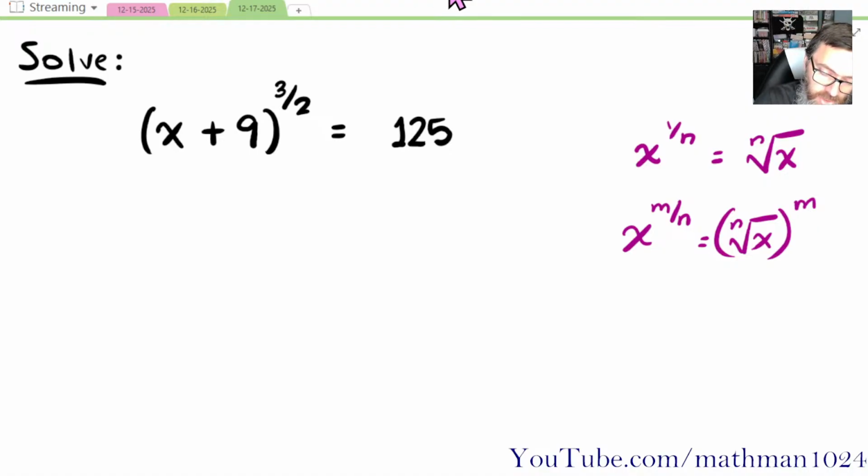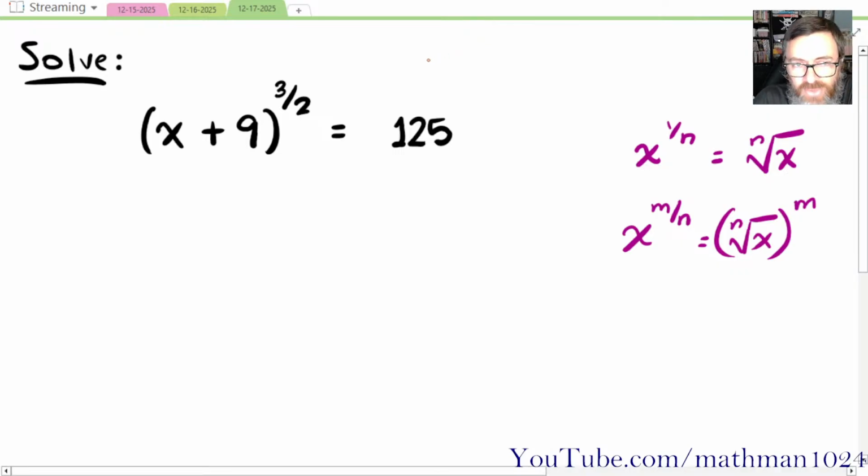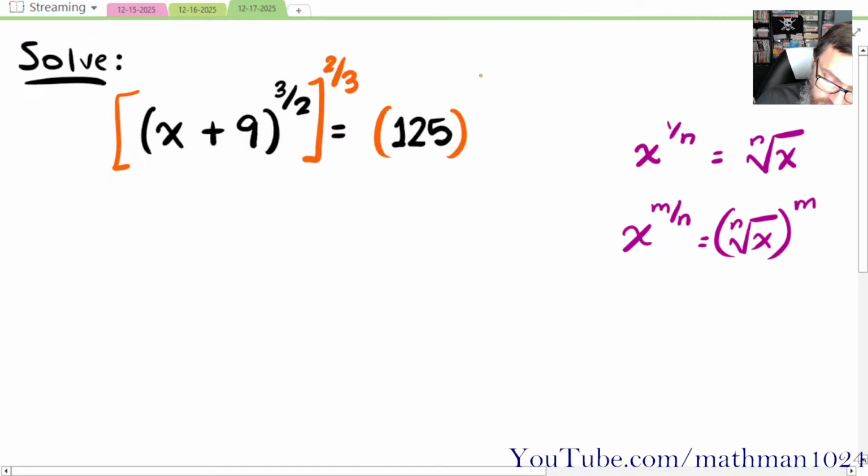All right, so what I want to do is get rid of that 3/2 power. The way that I do that is that I raise both sides of the equation to the reciprocal power of that. So I'm going to raise it to the 2/3 power. So raise both sides here to the 2/3 power.